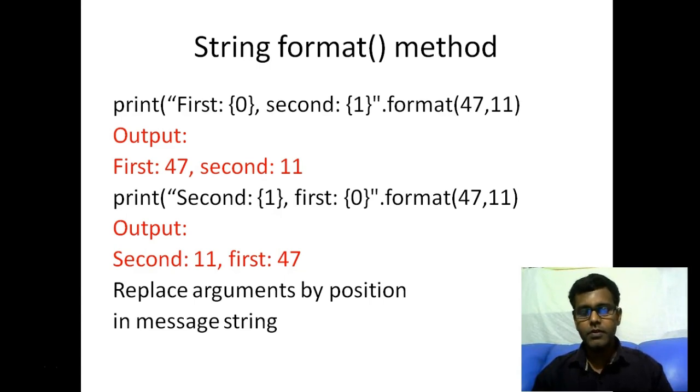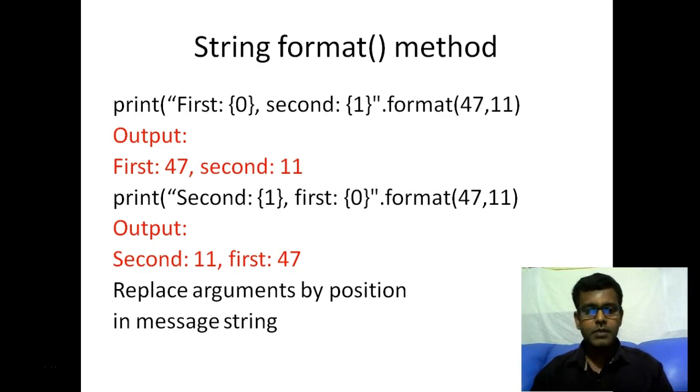This is the thing I am going to print, that should be enclosed within the double quotes. Then I have the format of printing, that is dot format of 47, 11. This is the data I am going to print. So 47 will be supplied to the argument 0 and 11 will be supplied to the argument 1. So your output becomes first colon 47 and second colon 11.